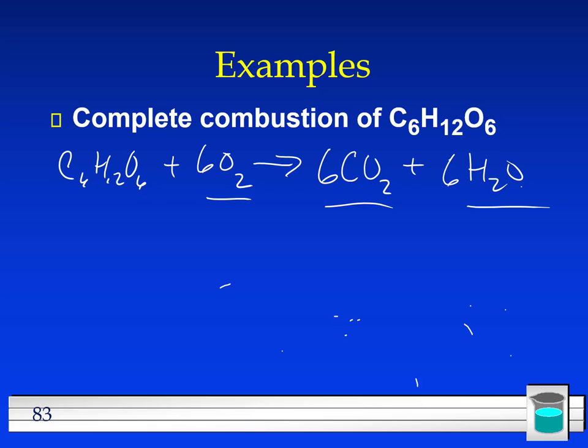Anybody recognize this equation? Okay, well, last year you studied it backwards as photosynthesis. Carbon dioxide and water make oxygen and glucose. This is the opposite of photosynthesis. Glucose and oxygen make carbon dioxide and water. That was cellular respiration.